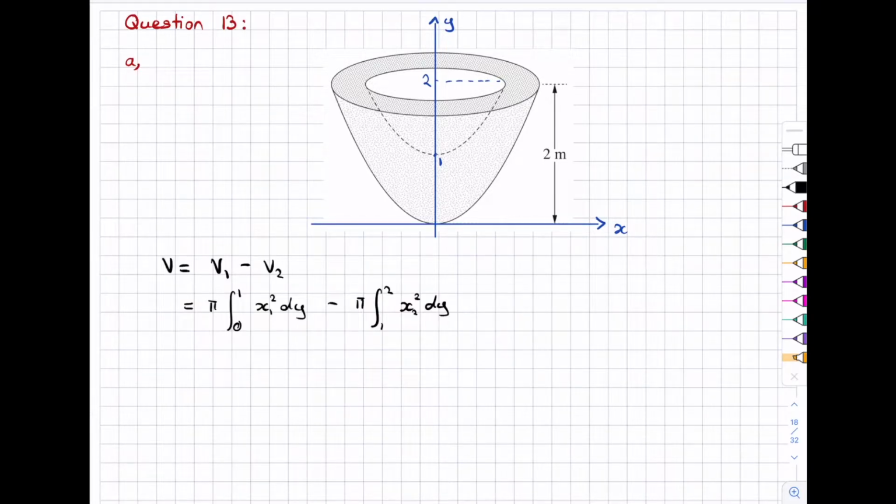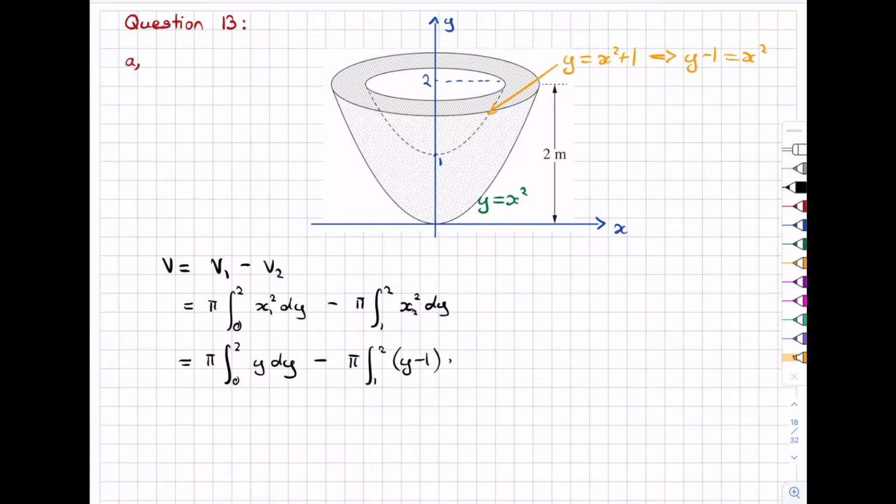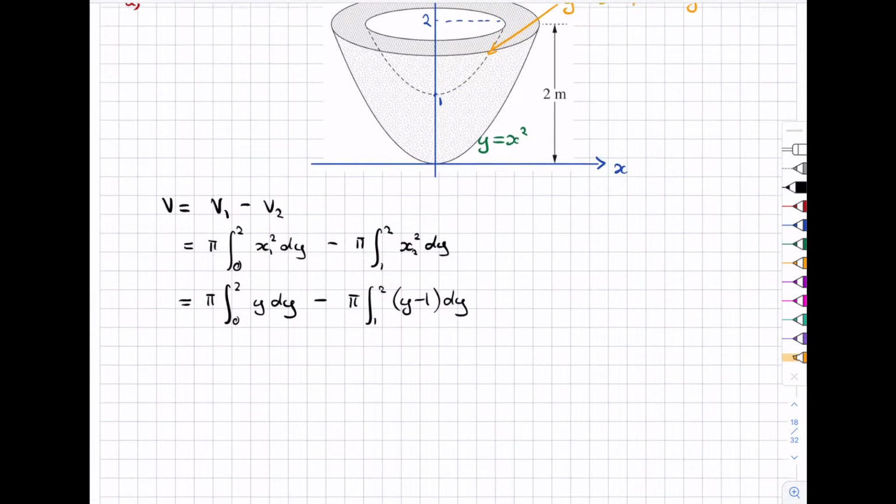Okay, so for our first one, the equation of this curve was y equals x squared. And so getting x squared by itself, it's just y. So we're integrating, I should have said not up to 1, that should be going up to 2. So I'm integrating y dy. And here, our curve was, let's do it in orange, y equals x squared plus 1. And so to make x squared the subject, you just move the 1 over. And so I'm integrating from 1 to 2, I'm integrating y minus 1. And so now it's a matter of integrating, substituting in correctly, and getting our answer.